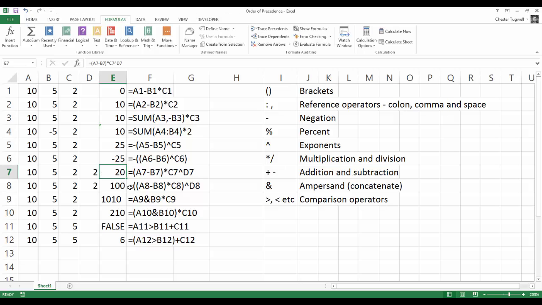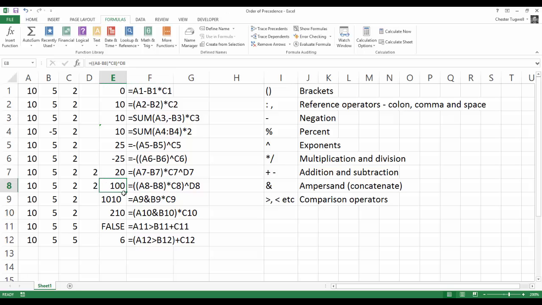Now down here I've used a slightly different calculation with another set of BODMAS brackets. So I've got my original BODMAS brackets, but then another set of BODMAS brackets to tell Excel to do the whole of that calculation, so 10 minus 5 times 2 first, and then raise it to the power of 2, which does give me the 100.